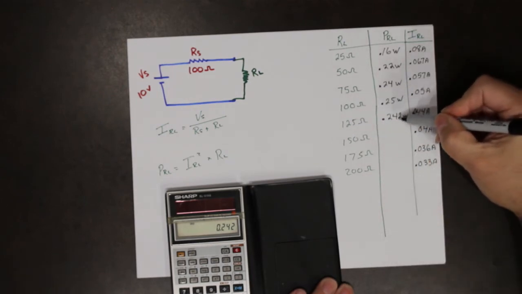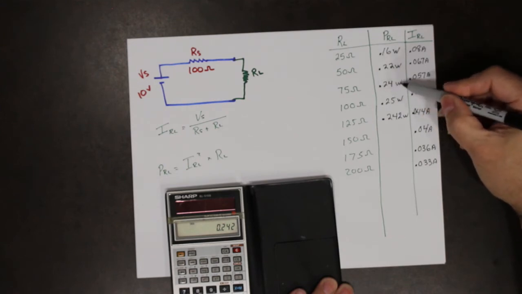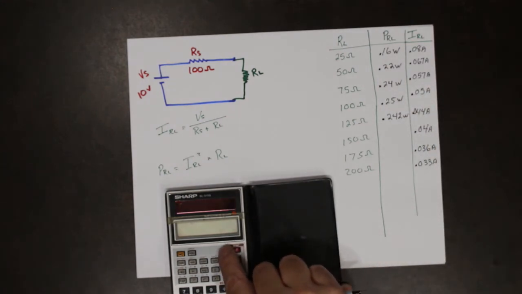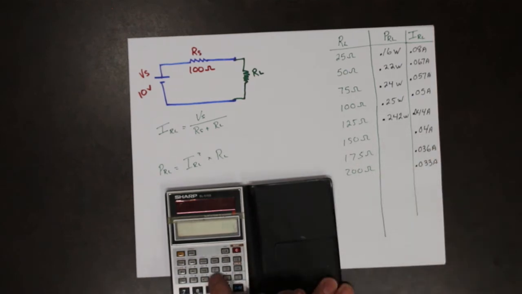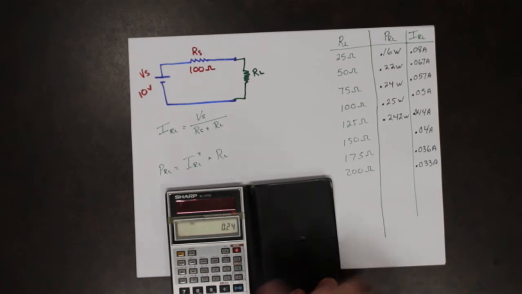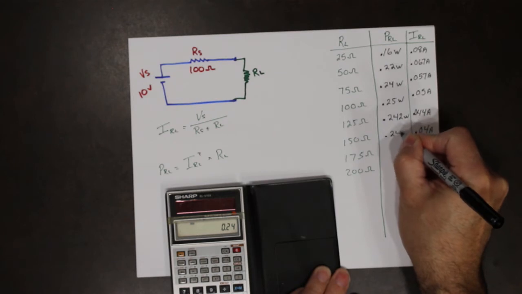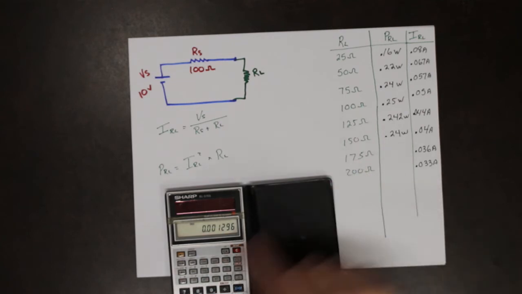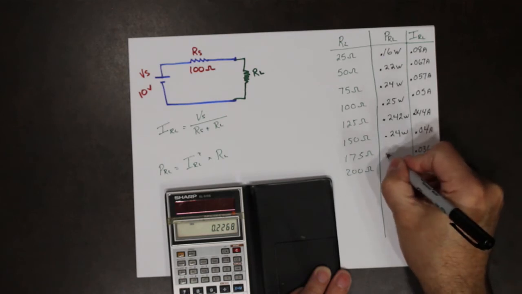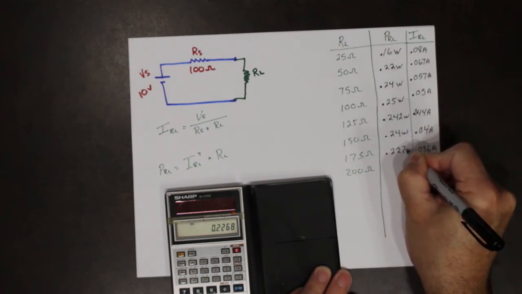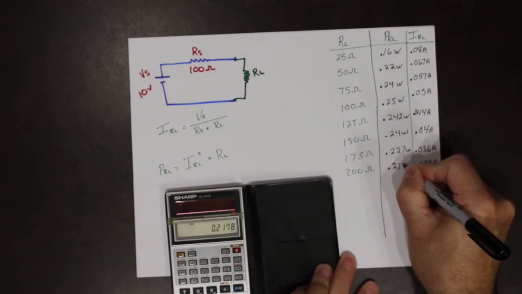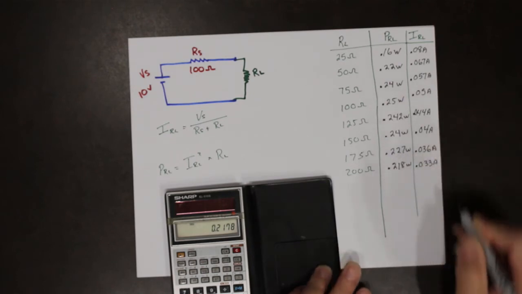0.242 watts. See what's happened here? We've come to 0.24 watts, then 0.25 watts, and now we're back down to 0.242 watts. So now we're going to go 0.04 squared times 150. 0.24 watts. 0.036 squared times 175. 0.227 watts. 0.033 squared times 200 equals 0.218 watts.